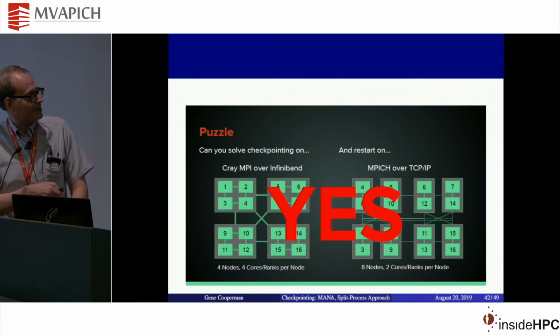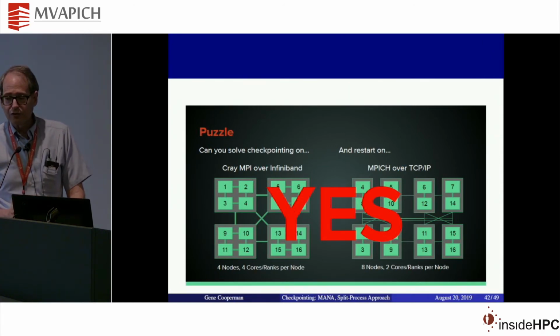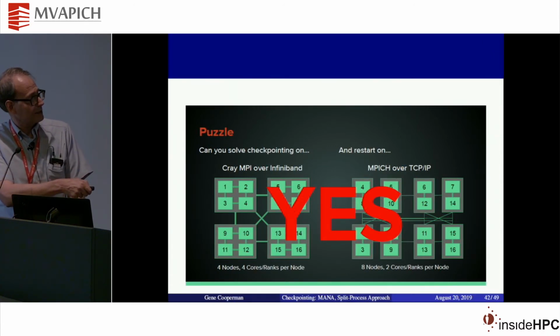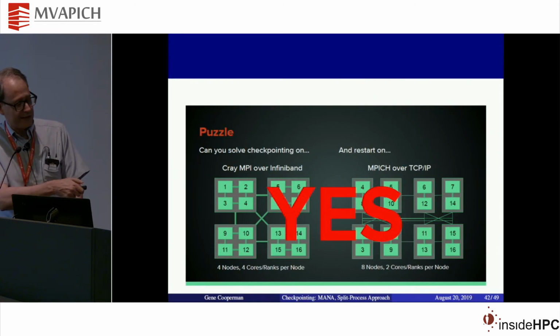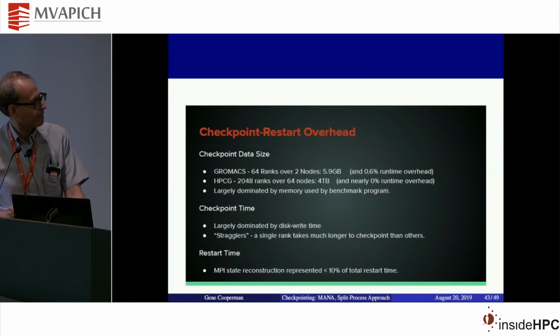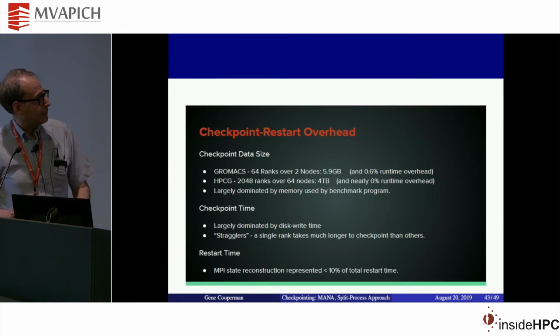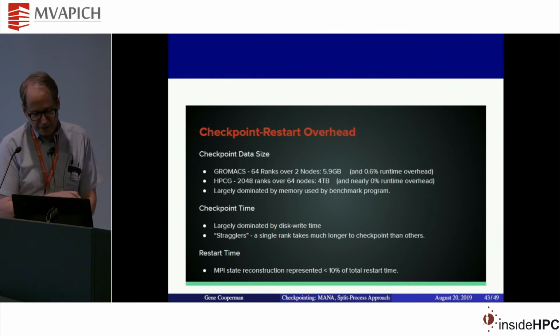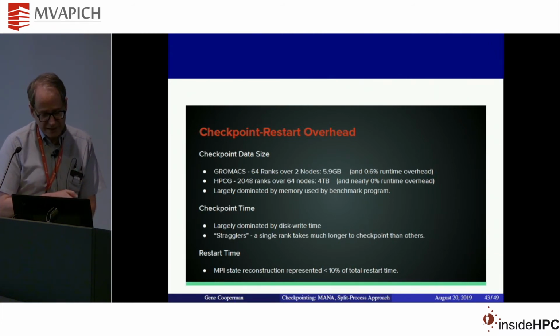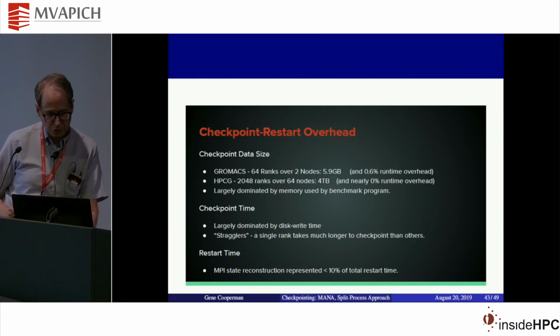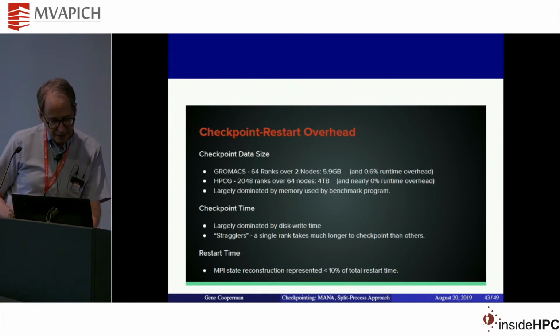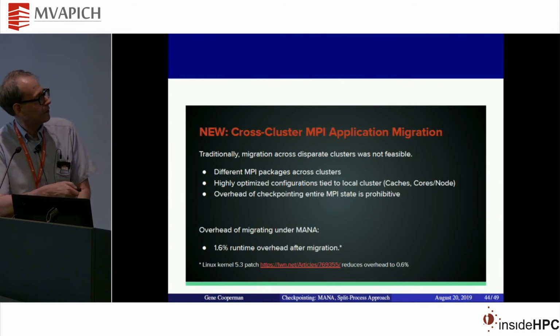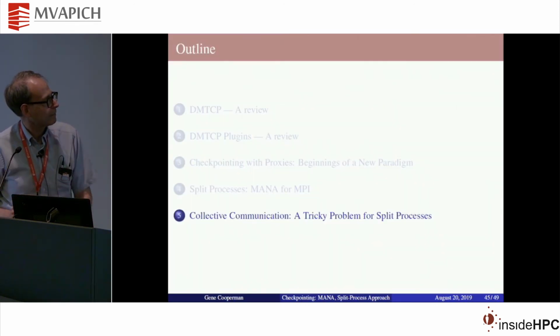OK, and so then here's the answer. Now we know how to checkpoint under one system and then restart under another that looks totally different. And basically, it works. So here are measured overheads. We're seeing 0.6% and 0% for two well-known applications. The checkpoint time is very reasonable, and so on. Furthermore, we can now checkpoint and restart between clusters.